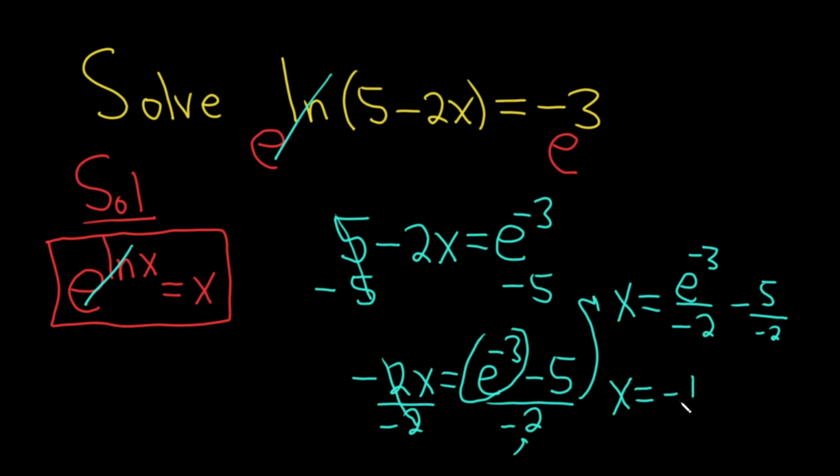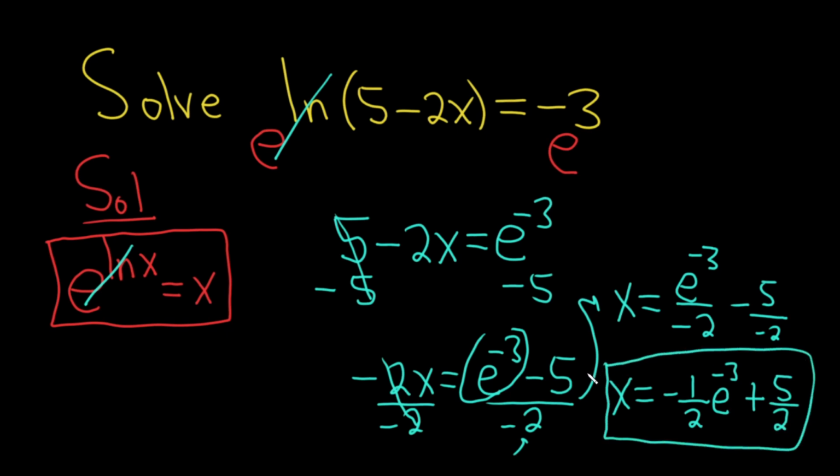So x is equal to, so what we can do here is we can write it like this, negative 1/2 e to the negative 3, right? That's the same thing because the e is really over 1. And then this becomes a plus 5/2, just like that. And this would be the solution to this equation.